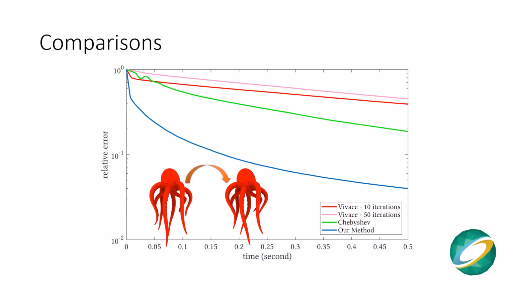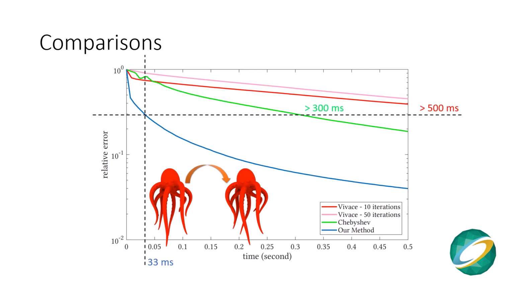We compare our method with other GPU methods based on iterative solvers. The blue curve is our method, the green one is a Chebyshev semi-iterative method, and the red and pink ones are the Vivace solver running with different Gauss-Seidel iterations. As we can see, when terminated at 33 milliseconds, our method reduces the relative error much better. And in order to reach the same amount of error, it will cost the Chebyshev more than 300 milliseconds to run and the Vivace more than 500 milliseconds.